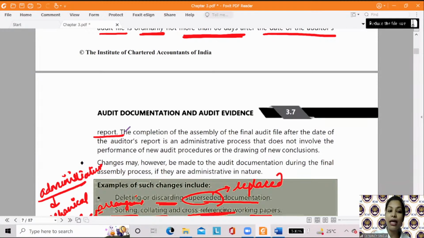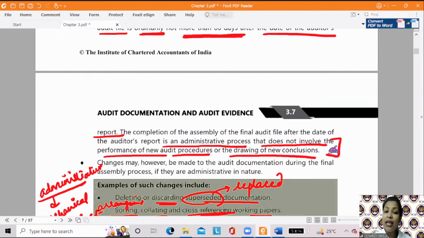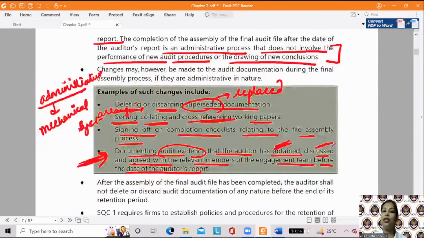Now what does assembly involve? It is an administrative process that does not involve the performance of new audit procedures or drawing new conclusions. Why? Because the audit report has already gone, so now you will not draw new conclusions or perform new audit procedures. Assembly is administrative kind of work. For example, deleting, discarding, sorting, collating, signing off, all these things can be done, and that too within 60 days from the date of audit report.